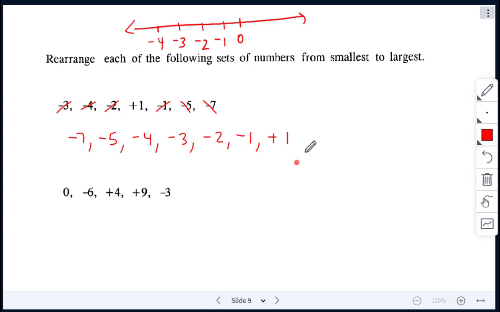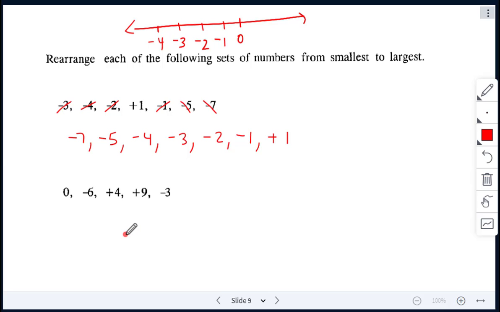All right, so if ever you need help rearranging or putting them in order, sometimes it's good to draw yourself a number line like this to visualize. The second one, we're given 0, negative 6, positive 4, positive 9, and negative 3. So we need to rearrange from the smallest to largest.